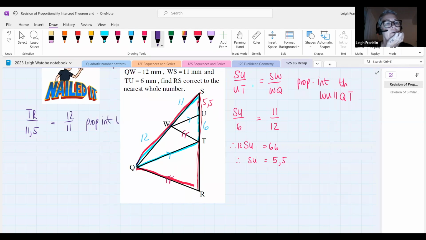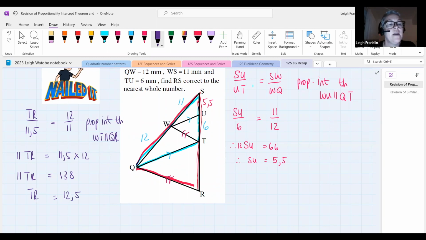Then we're going to cross multiply, and state the proportionality intercept theorem, which is WT is parallel to QR. Good. Well done. And again, you're going to end up cross multiplying, aren't you? Keep going. You were doing so nicely. 11 TR is equal to 11,5 times 12, which is 138. It is. So 11 TR is going to be equal to 138. What I want you to do here is round TR off to one decimal place. What do you get? 12,5. Lovely. There we go.